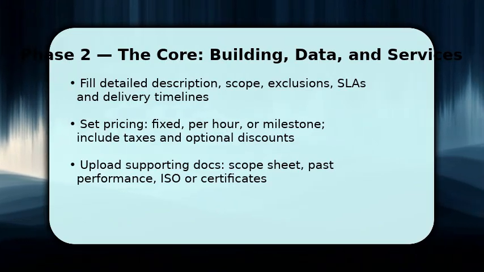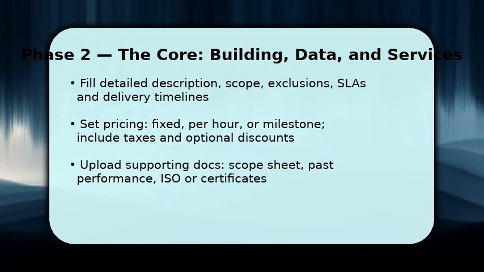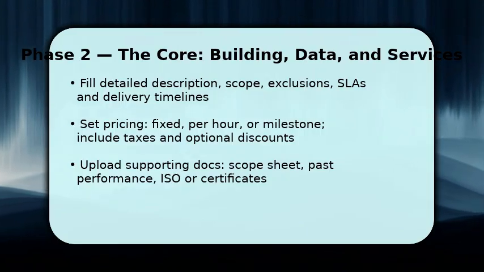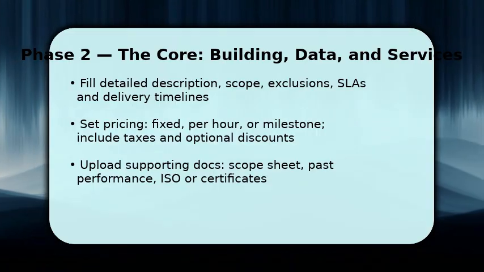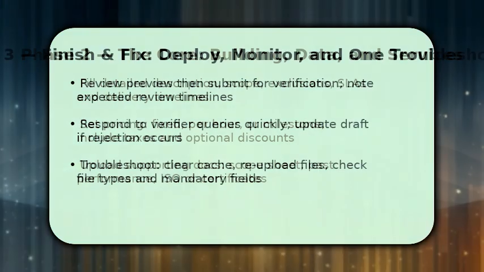Attach scope sheets, certificates, and past performance files. Make sure file names are under the portal limit and in accepted formats. Once you complete these fields, preview the listing to confirm formatting and totals before moving to submission. When the entry looks correct, submit for GM verification.